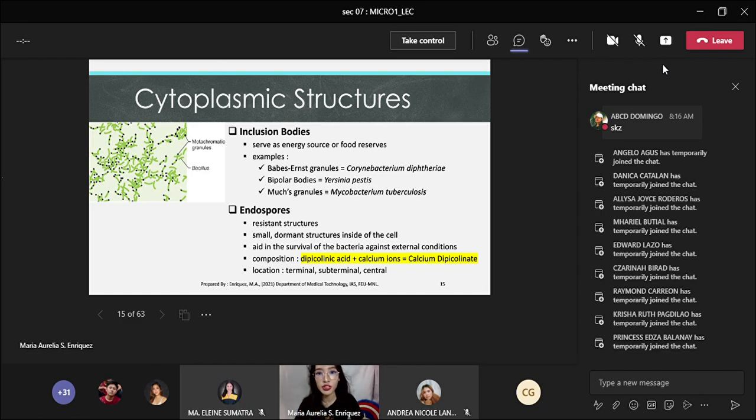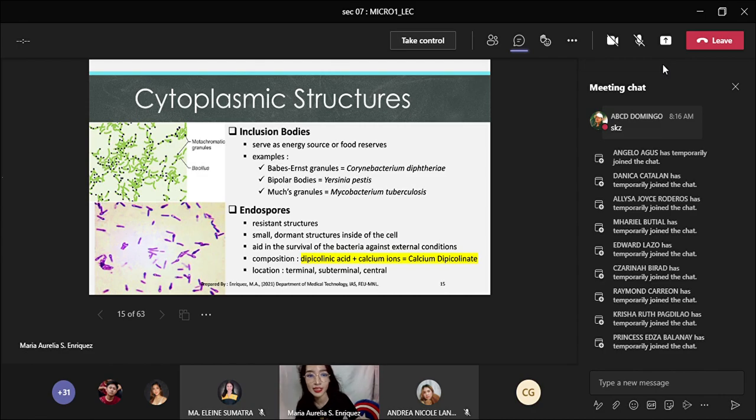So endospores are composed of calcium dipicolinate, and they may be located either terminally, so sa pinakadulo ng bacilli, or subterminally, so sa medyo dulo lang ng bacilli, or centrally, so right in the middle of the bacilli. Okay, the photo on the left shows us a terminally located endospore that is produced by Clostridium tetani.